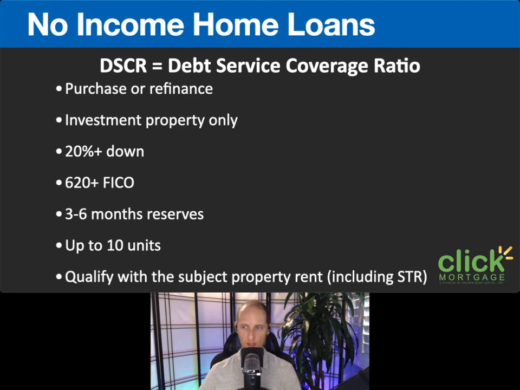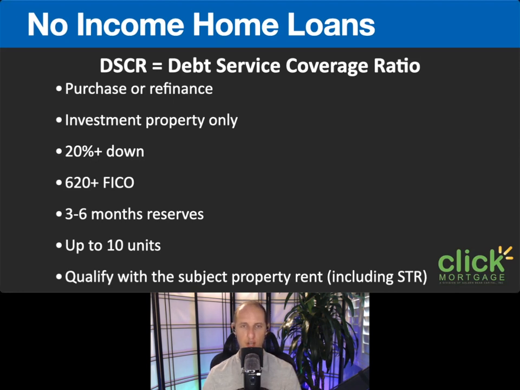The way you qualify is with the subject property rents, and we do have an option to use short-term rents. Without getting too much in the weeds, whatever the mortgage payment is, we look at the potential rent of the property, long-term or short-term rent, and then we look at the ratio. You take the rent divided by the debt. So if the rent's going to be $3,000 and the monthly payment, the debt, is $4,000, you're looking at a DSCR ratio of 0.75.